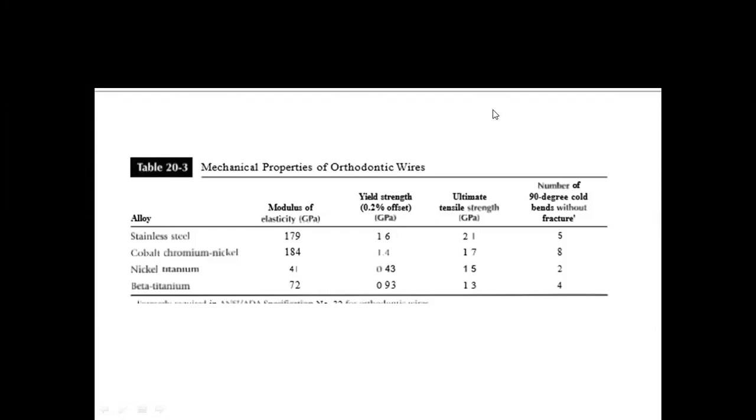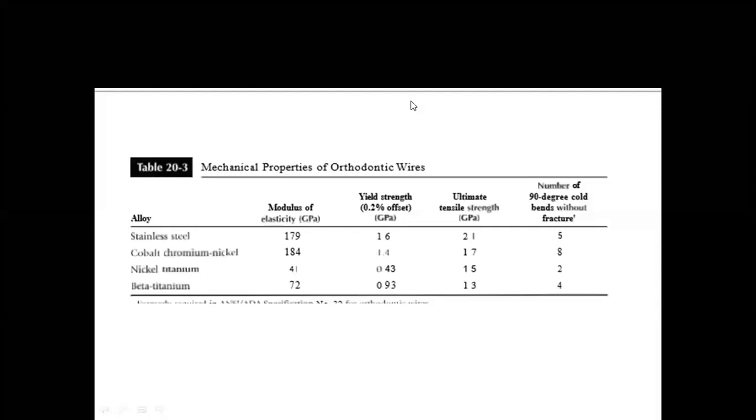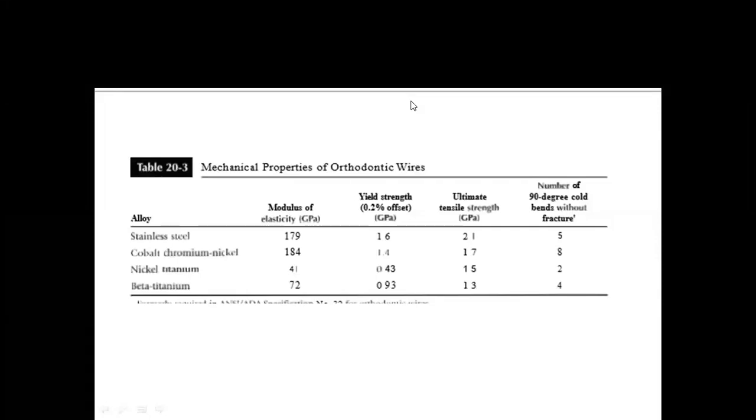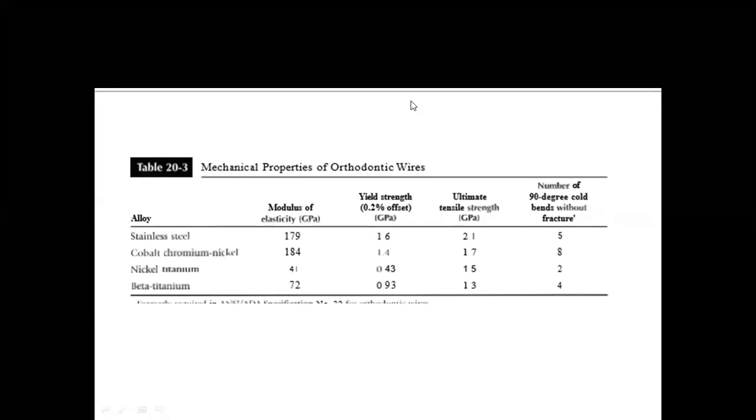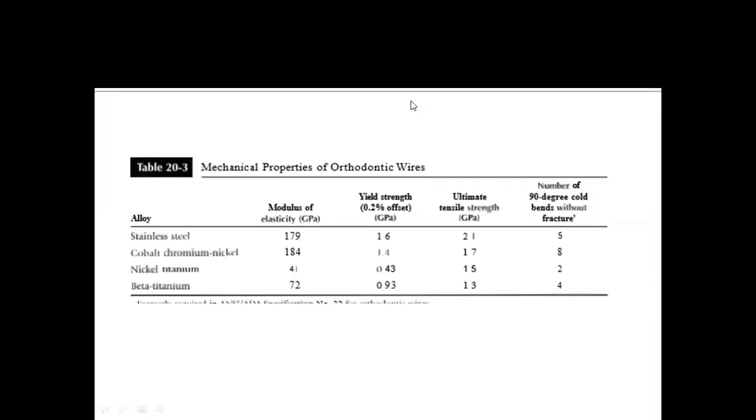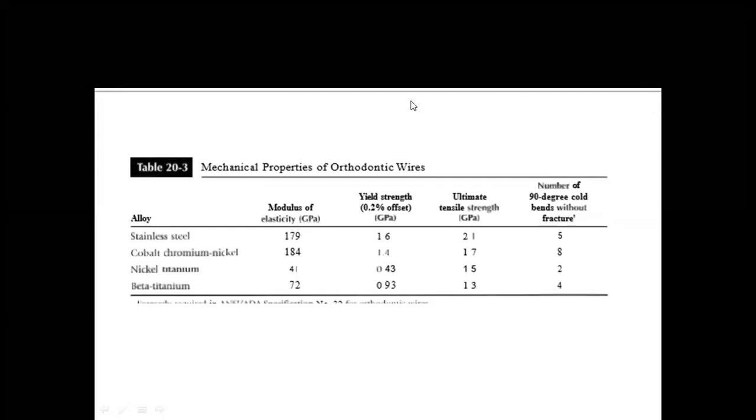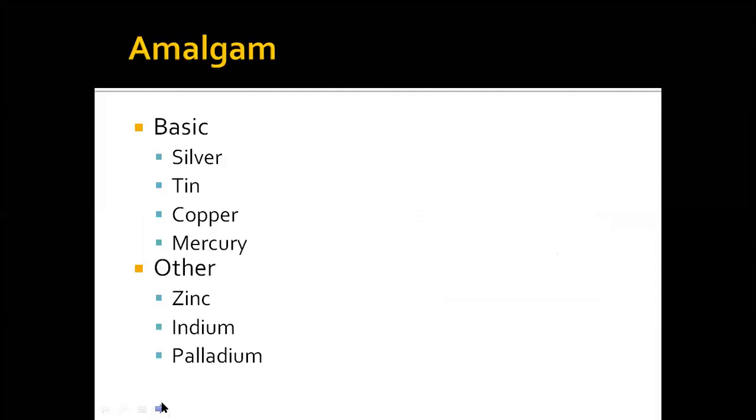We'll tell you about mechanical properties and physical properties. Again, there are many questions in them which are commonly asked. If you're talking about the number of 90-degree cold bends without fracture, cobalt chromium can bend more, up to 8. So remember these mechanical properties of orthodontic wires.